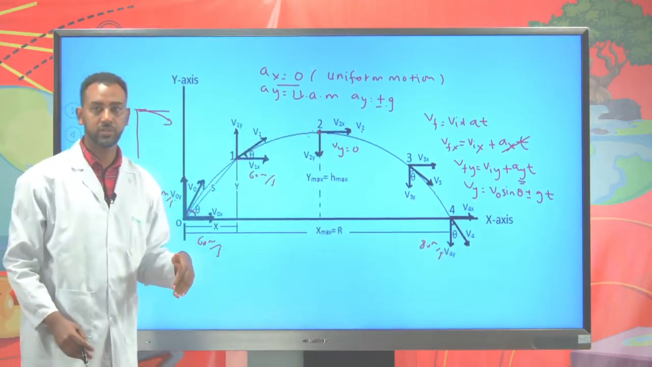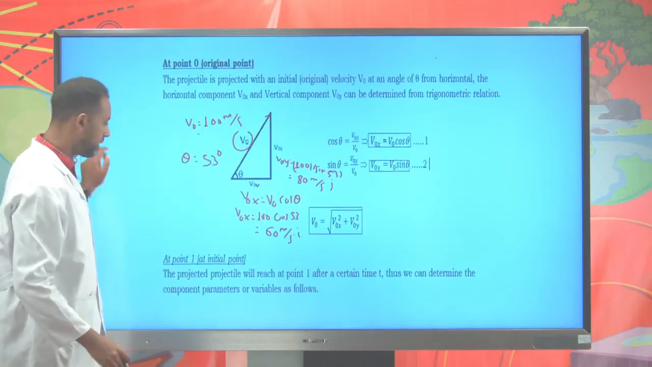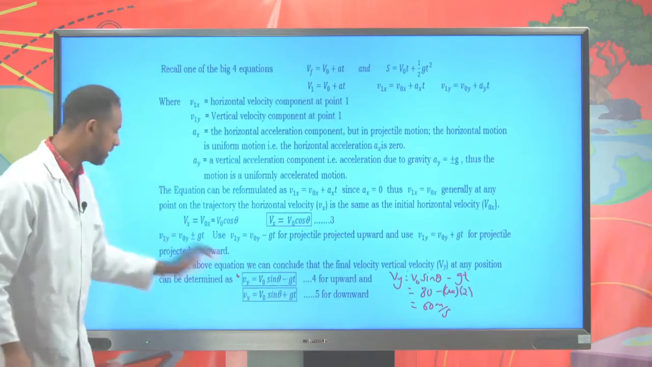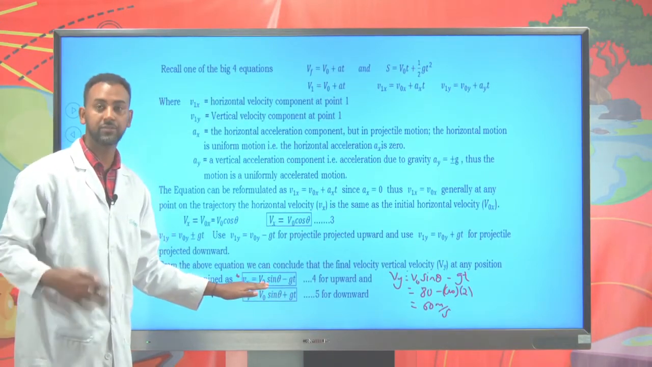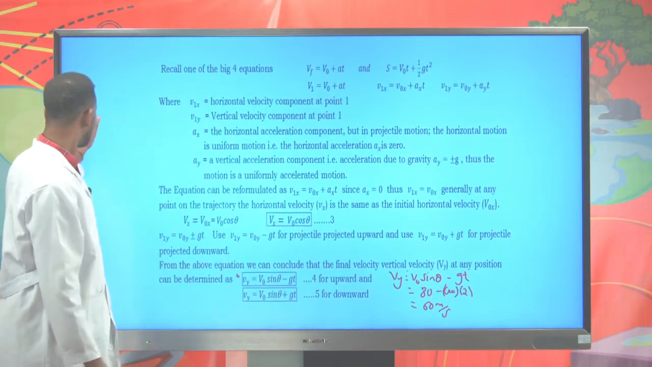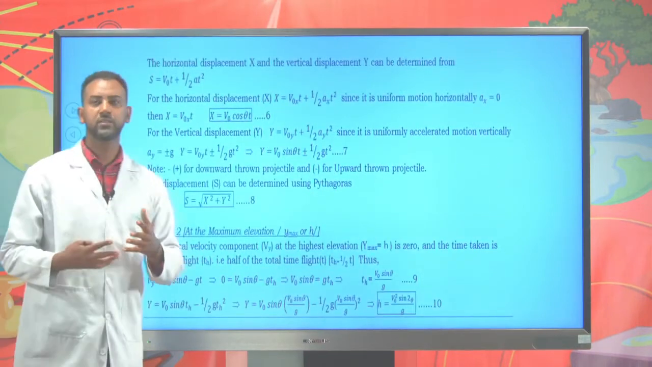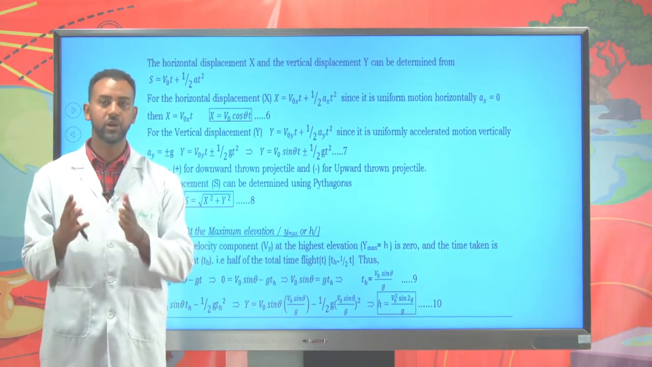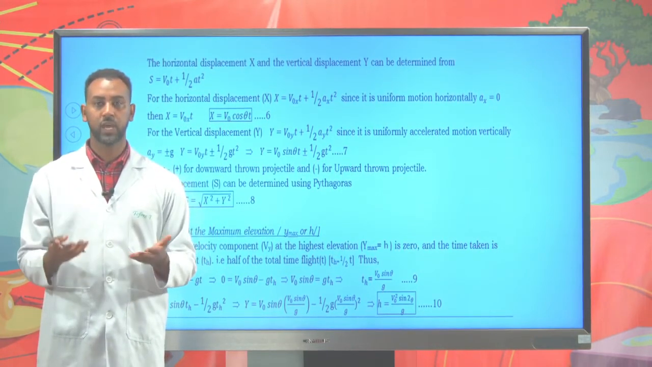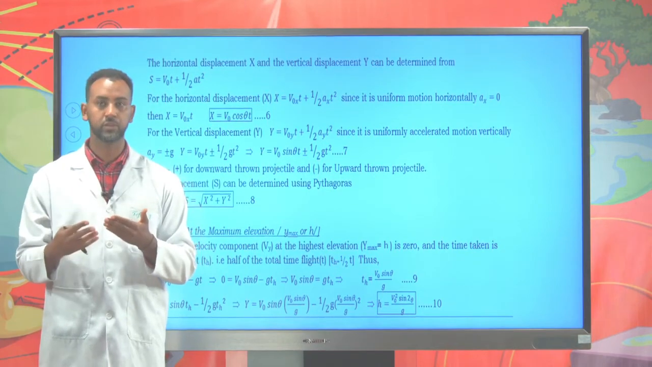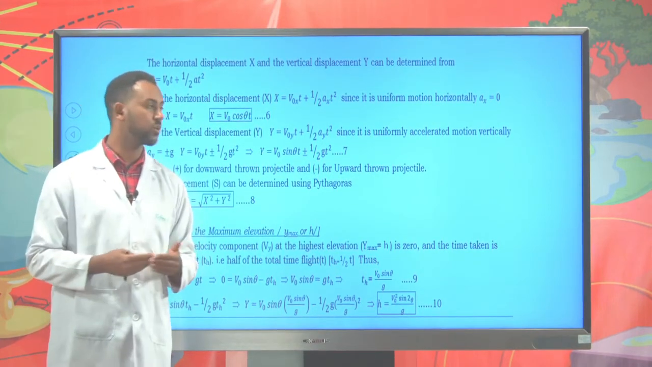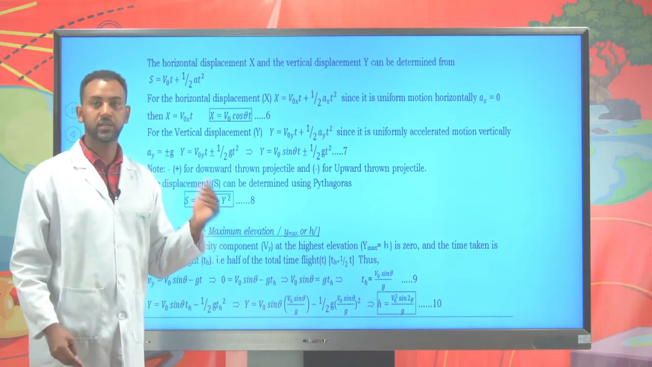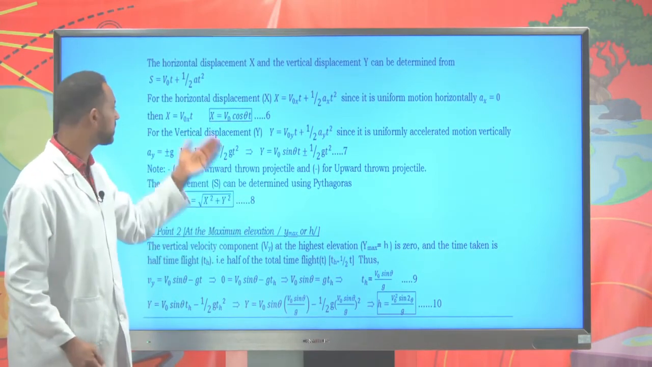So this is a projectile motion, and some of the common equations are this one, the initial components, this one, the vertical components after a given time t. It's also possible to discuss the horizontal and vertical displacement. So far we have discussed the time interval and the velocity components, horizontal and vertical, at time t. Now, how do we determine the horizontal and the vertical displacement?